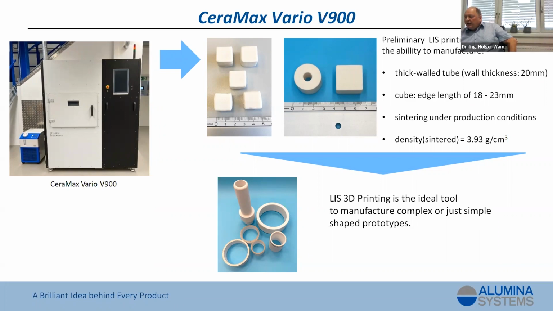And like Johannes mentioned before, we end up at the 3.93 density. So this is a material where you can work with, where you can make constructions with. So here you see some examples where we see the potential for raw parts we can print with that machine.